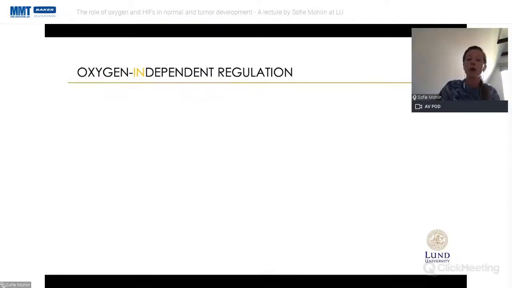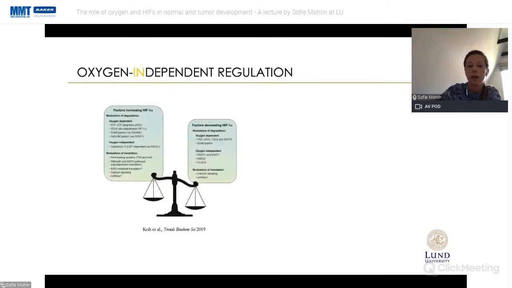So we've been talking about oxygen-dependent regulation, but we also know that there is oxygen-independent regulation. And this is just a summary of that. I think it's pretty nice. So there are, for example, oxygen-independent modulators of degradation of the protein, but also modulators of translation. And I'll come back to this, touch upon this very briefly later on as well.